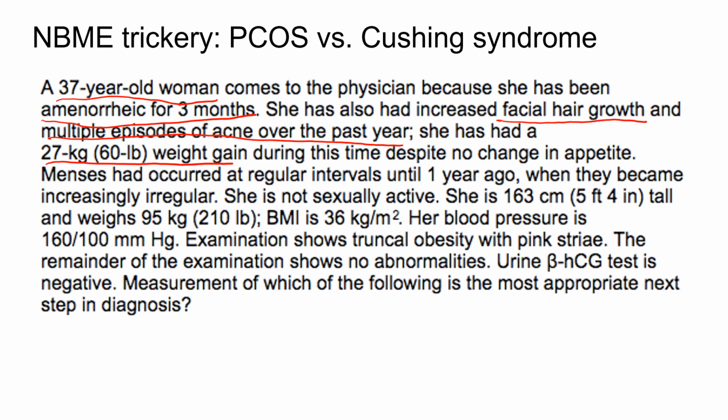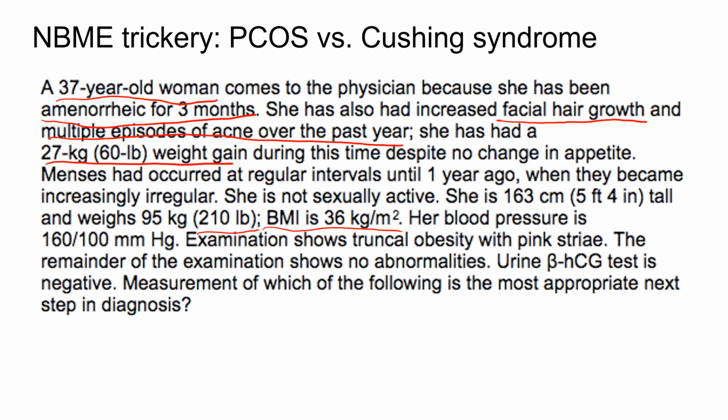Her BMI is 36, and she was 210 pounds. So this tells me that prior to the 60 pounds of weight gain, she was actually 150 pounds, which for a woman who's 5'4" is pretty normal. So that tells me she wasn't actually heavy when this amenorrhea started, which again kind of makes me think that this is more so a Cushing's presentation.